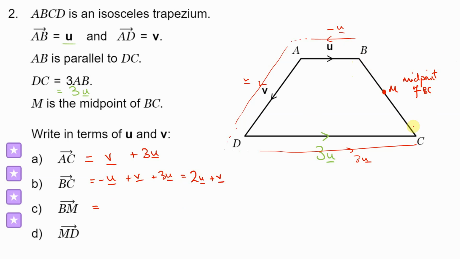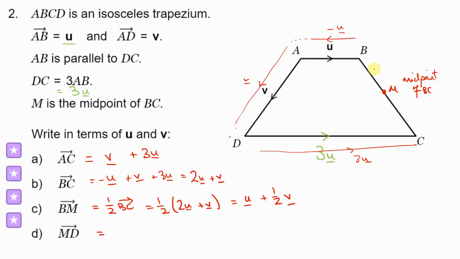B to M. So B to M is half of what B to C is, because it's the midpoint of B to C. So we've just found B to C, it's here. So this is going to be half of 2U plus V. So that is going to be U plus a half V, expanding that bracket out. And then M to D. Well, a little bit of a harder one. Let's have a think. Well, what paths could we do? We know what BM is. So if we want to go from M to B, we do the negative of all of this, and then we can work our way from B to A and then A to D.